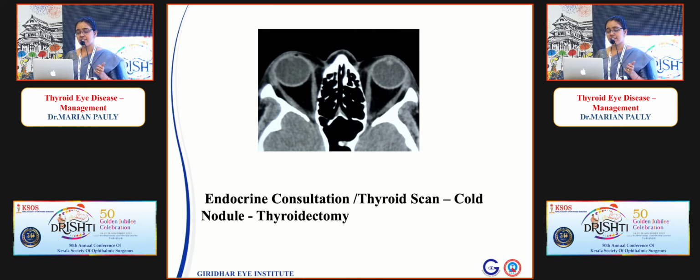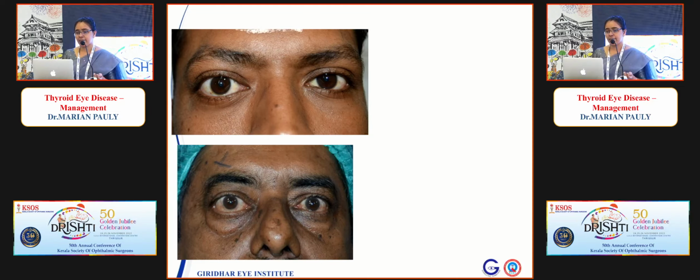Since it was suggestive of euthyroid ophthalmopathy, I took an endocrine consult and she underwent a thyroid scan, which showed a cold nodule, and thyroidectomy was advised. So this is the way patients are presenting to us. Even though there are no clear-cut signs of disease activity, mild thyroid eye disease presents with dry eye-like symptoms. But beware, we are seeing two patients.